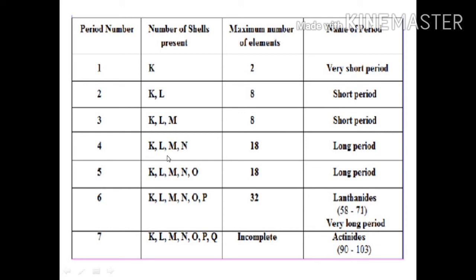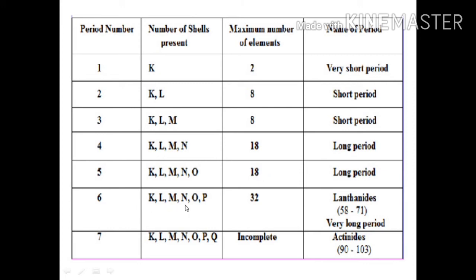Period 4 has 4 shells, K, L, M and N, with 18 electrons. It is a long period with 18 elements. So the period 4 has 18 elements in it, and it is a long period. Period 5 with 5 shells, K, L, M, N and O. It is again a long period with 18 elements.